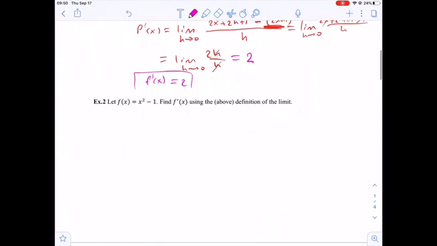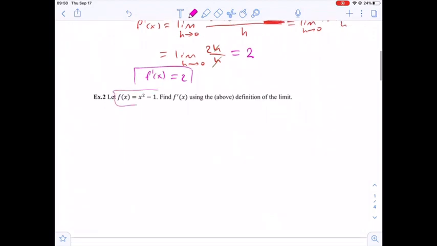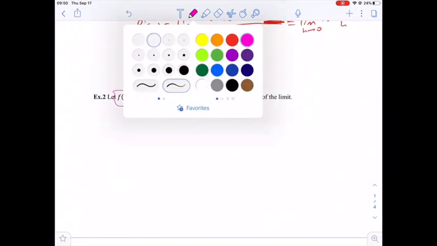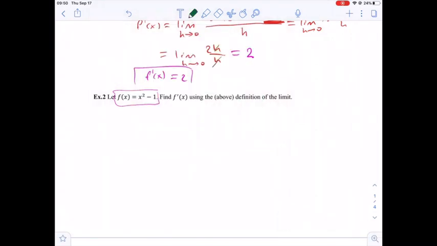Now let's find the derivative of the function f of x equals x squared minus 1 using the above definition. So for the definition, we need to find first f of x plus h, and that means you plug x plus h here. So this gives (x plus h) squared minus 1. And then you need to remember how to expand this expression.